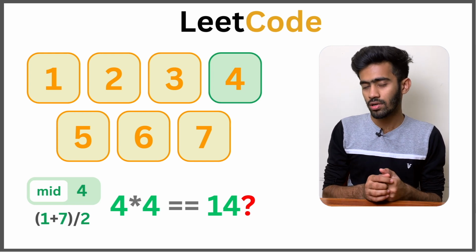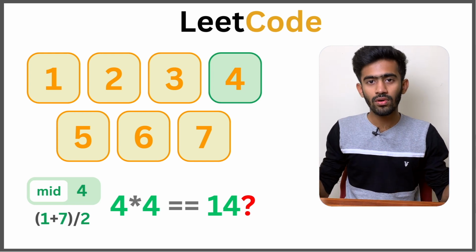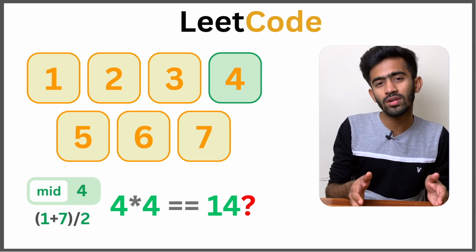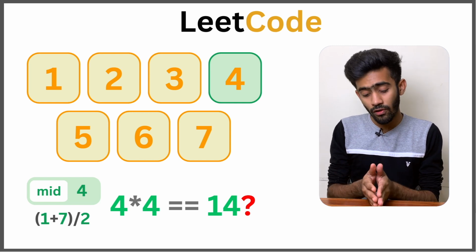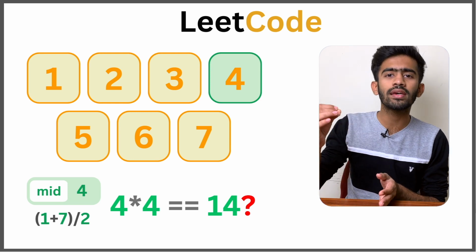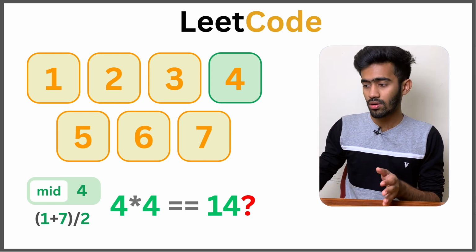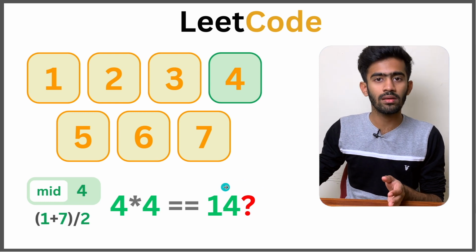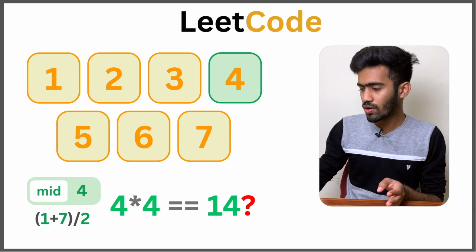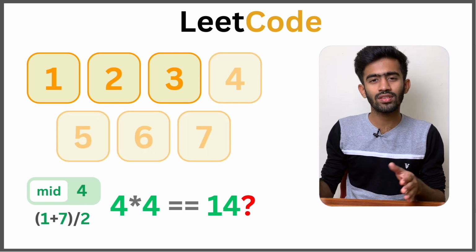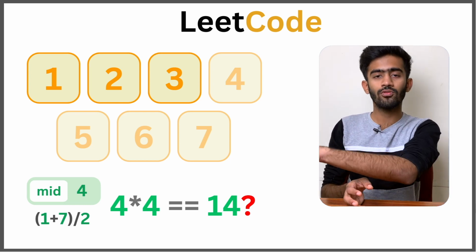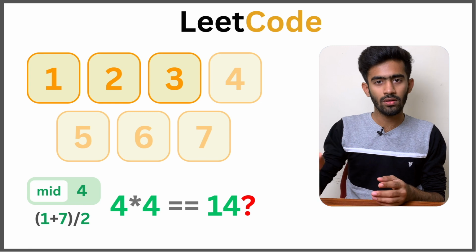It is not equal to 14, and hence we have to shrink this range of values from 1 to 7 to just 1 to 3. Why is that? If 4 square is 16, then 5 square, 6 square and 7 square will obviously be greater than 14. We know that 16 itself is greater than 14, then 25, 36 and 49 will obviously be greater than 14. So we don't have to search 4, 5, 6, 7. We can just search between 1 and 3. If there exists a solution for this, it would be in this range of values, right? So we have narrowed it down.